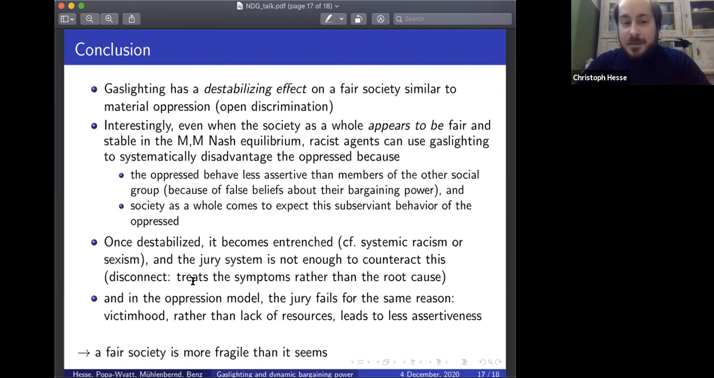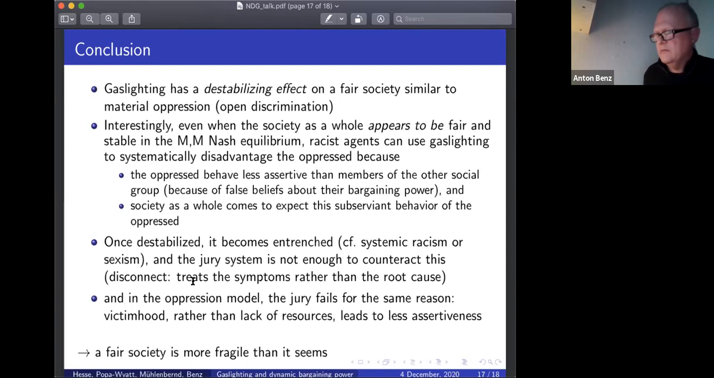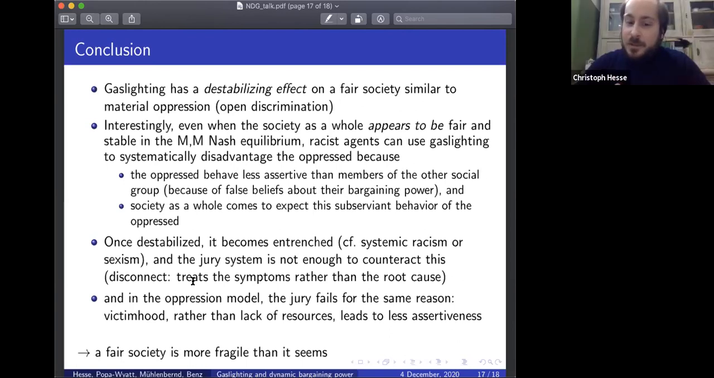So in the gaslighting model, because gaslighting has a psychological impact, what the jury system is trying to do is similar to compensating victims for their psychological damages. So it's giving them bargaining power to make up for their lowered self-esteem in a way, which sort of misses the root cause. And in the second model, interestingly enough, the jury also fails for the very same reason, right? Because victimhood, rather than the lack of resources, leads to less assertiveness, right?